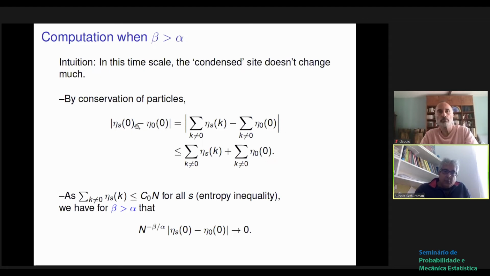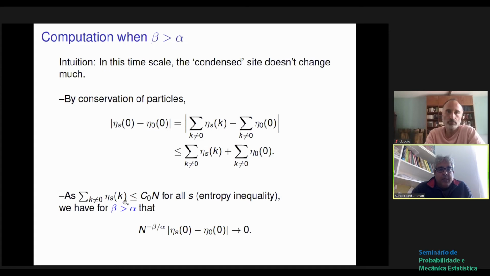One can formally write this down. This is just concentration of particles again. You can make these kinds of bounds right here, off the slow site, and by a typical entropy inequality, one can see that this is of order n. This is also of order n.